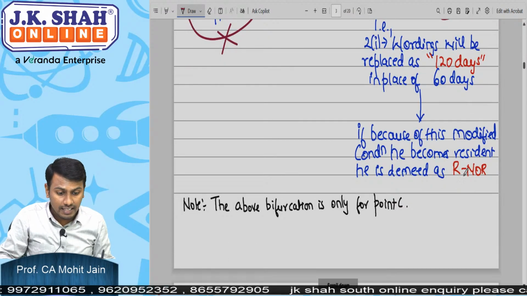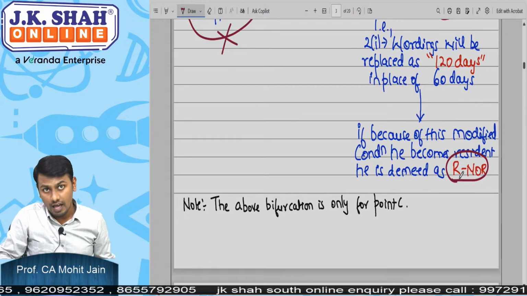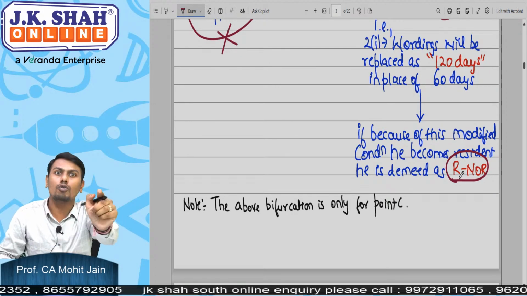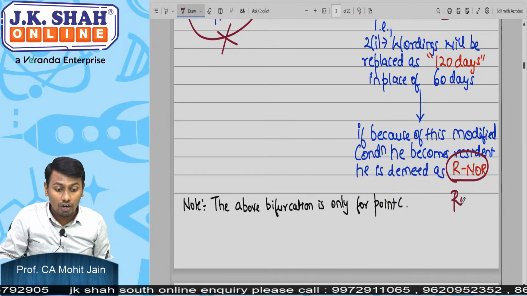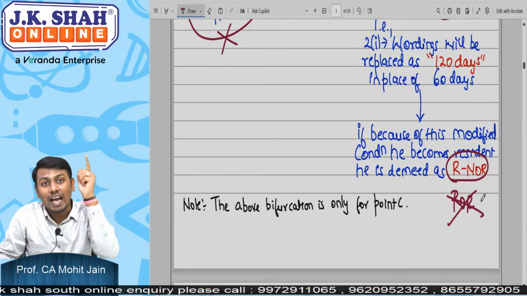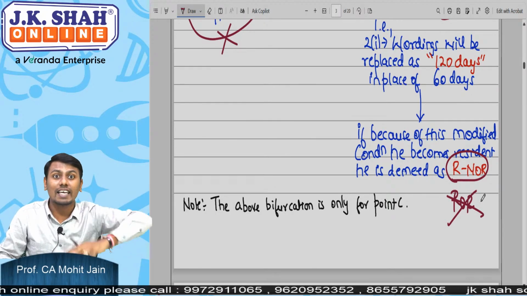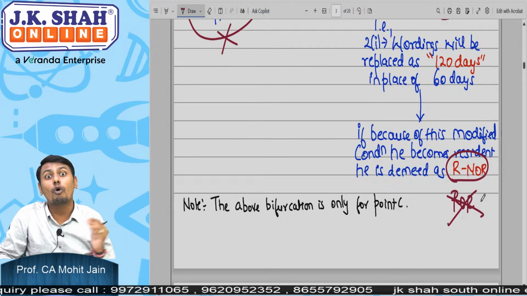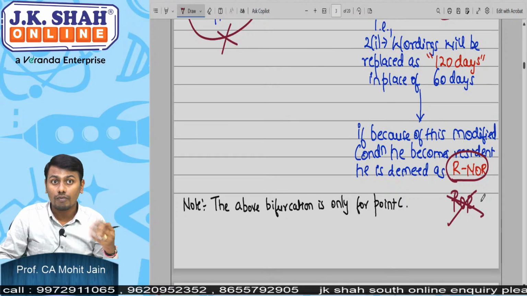Those residents are directly called as what? RNOR. And why are they directly called as RNOR? This reason I'll give you today end or tomorrow morning. Why are they directly not called as ROR? Why are they called as RNOR? The answer for this is lying in the second half of this chapter. That is scope of total income. What is scope of total income? We'll get to know when we do that.